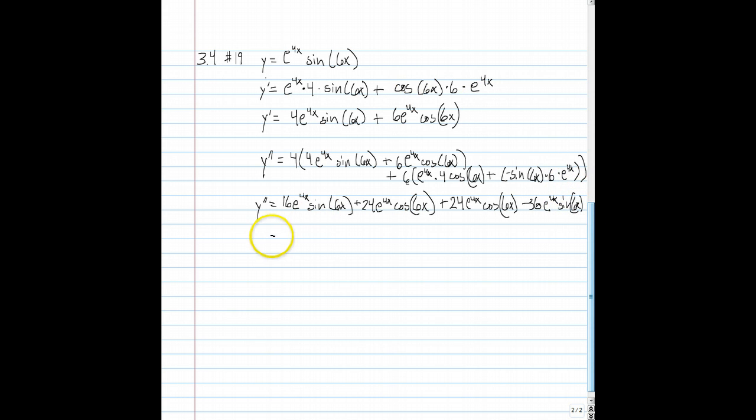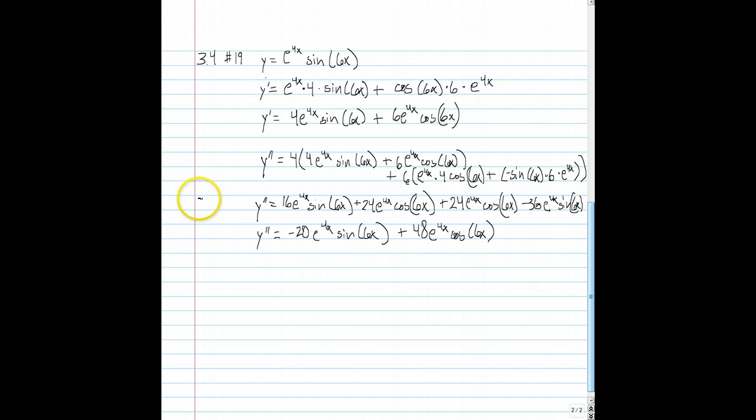Now we can combine like terms. So the sine 16 minus 36 gives us a negative 20. So negative 20 e to the 4x sine of 6x. And then 24 plus 24 gives us a plus 48 e to the 4x cosine of 6x.